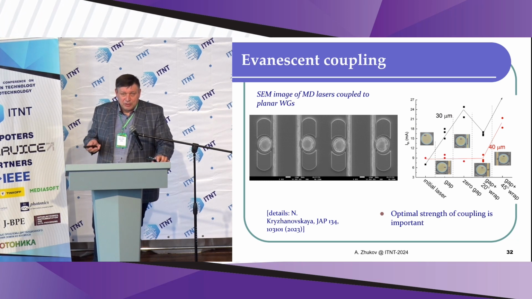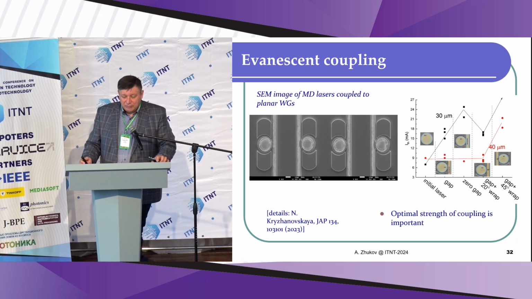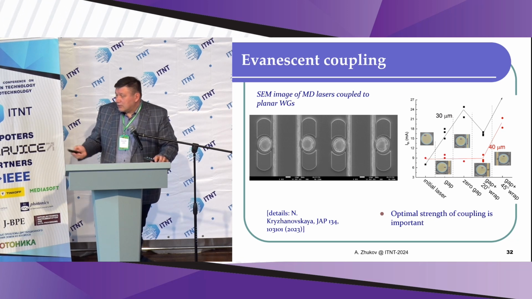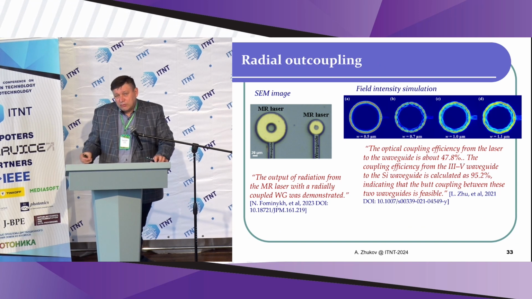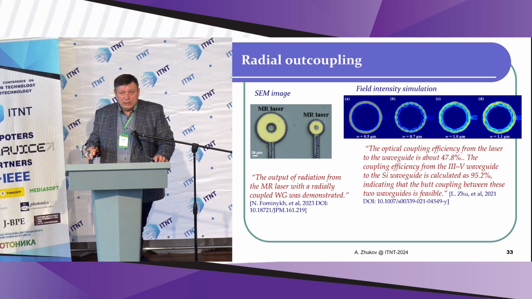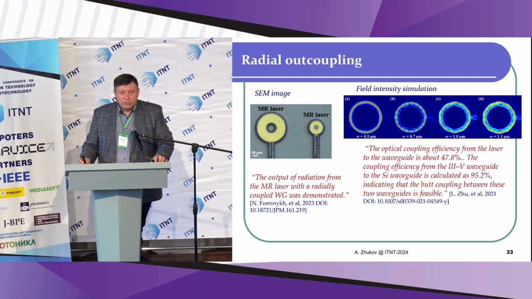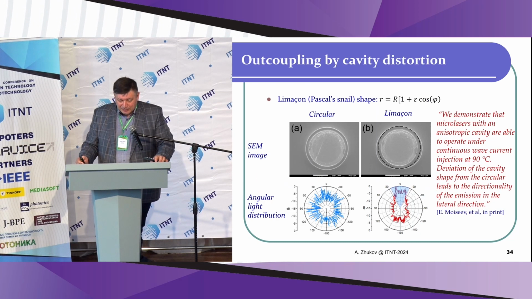evanescent coupling between, for example, a planar waveguide and a microdisc or micro-ring laser, like is shown here. But there are also methods to extract light from a microdisc laser using so-called radial coupling.